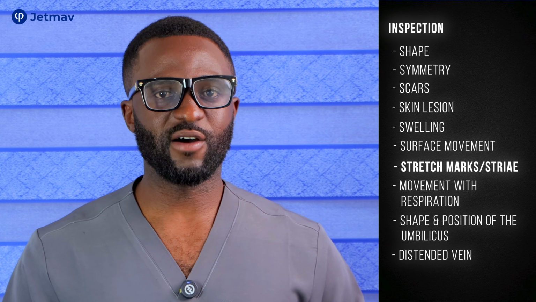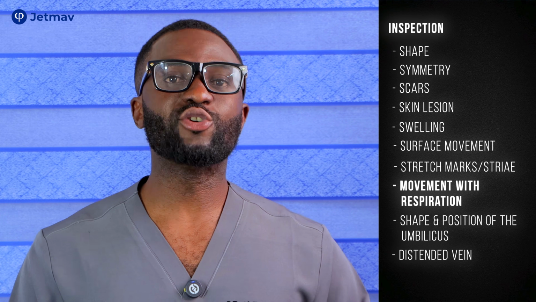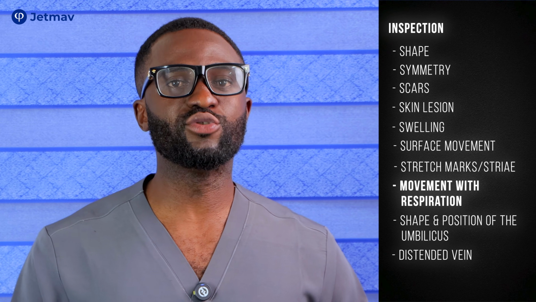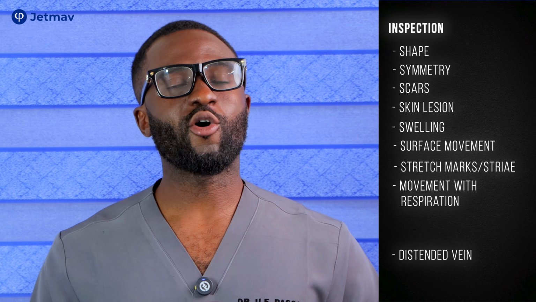Other things you are supposed to look out for are movement with respiration. Is the abdomen moving with respiration? If the spleen is enlarged, the abdomen usually moves with respiration, but it can be reduced in peritonitis or in massive ascites. Then you also check out for the umbilicus.